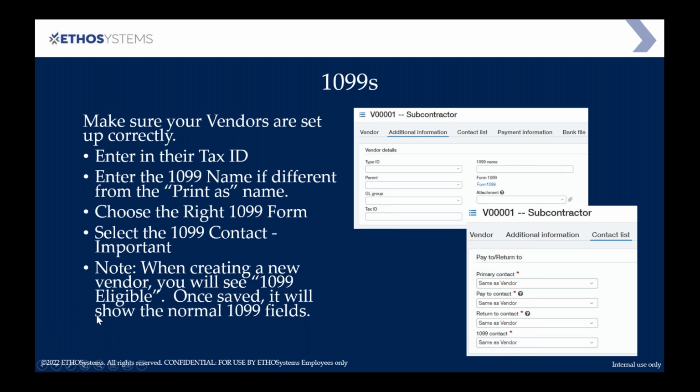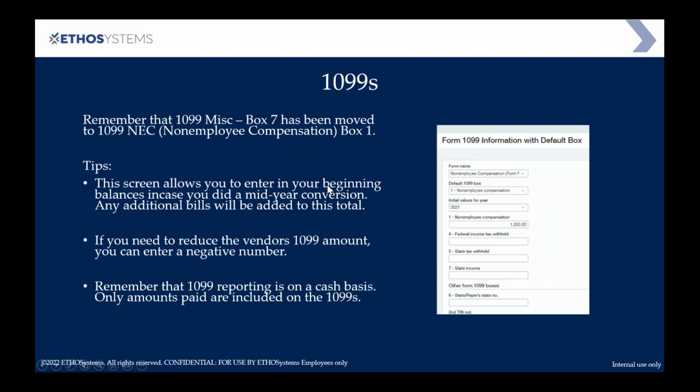One other thing that has changed recently is that when you're setting up a vendor for the very first time, where it says 1099 name, there's now a checkbox that says 1099 eligible. What's weird is that if you hit save, it goes back to the original screen. So if you want to check that box, you can, but once you hit save, it goes back to the way the original form was anyway. So if you're setting up a new vendor, just be careful regarding that. We kind of talked about this, but remember the miscellaneous box 7 has been moved to NEC.